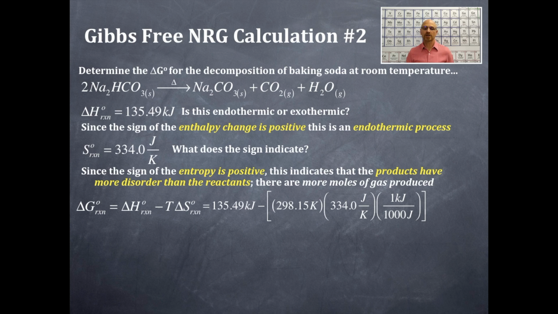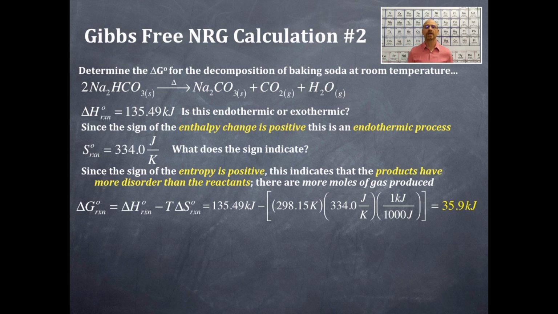We have our S naught term at 334.0 joules per Kelvin, and then we have to do that unit conversion just like we did in the previous video, and that is go from joules to kilojoules. This way we can sum up the entropy and the enthalpy terms together. Then, when doing all the math, we get this value of 35.9 kilojoules.